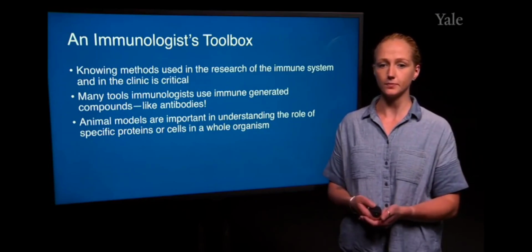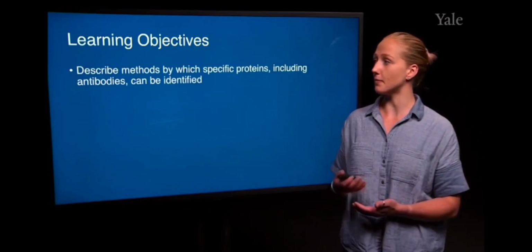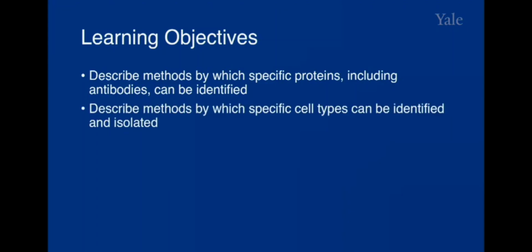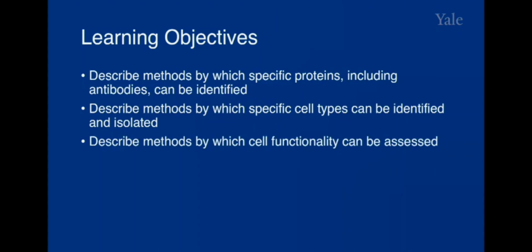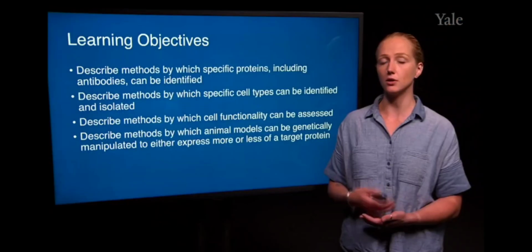So today's learning objectives will be to be able to describe methods by which specific proteins, including antibodies, can be identified, to describe methods by which cell types can be identified and isolated by using antibody-based methods, to describe methods by which cell functionality can be assessed, both with and without the use of antibodies, and also to be able to describe methods by which animal models can be genetically manipulated to express more or less of a specific protein.